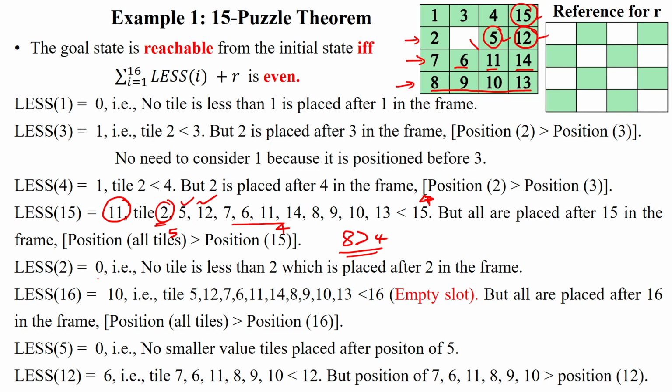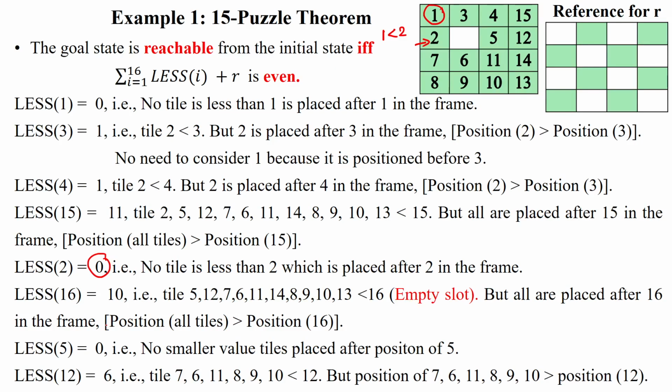So less of 15 is 11. Then less of 2 here. When you are taking the less of 2, there is only one possibility, that is 1, which is less than 2 but placed before the 2. So the position of 1 is less than the position of 2, so no problem at all. There is no tile which has that condition, so it is 0.